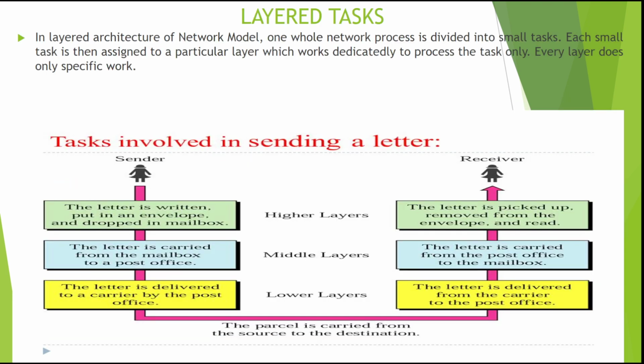Now, we have what we call a layered task in networks. Information doesn't just flow in. It has stages that it has to move through. From one point, it jumps to the other, and to the other. The simple example is what we have in this picture. In a layered architecture or network model, one whole network process is divided into smaller tasks. So we are sending data from point A, a machine node in Lusaka, to another node in Ethiopia, sending information from Lusaka to Ethiopia through these nodes.